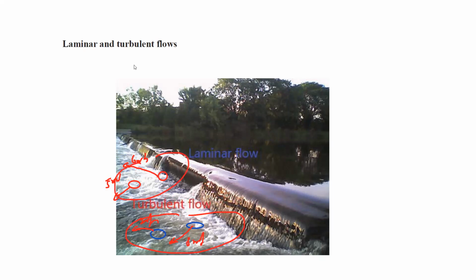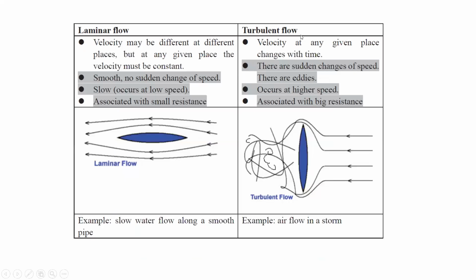So that's the first difference: in laminar flow, particles at a specific region or place have the same speed. And in a turbulent flow, there's a sudden change in the speed, and these are called eddies. But in laminar flow, it is smooth, with no sudden change in the speed. This normally occurs when the fluid is moving at a slow speed, and turbulent flow normally occurs when a fluid is moving at a high speed.